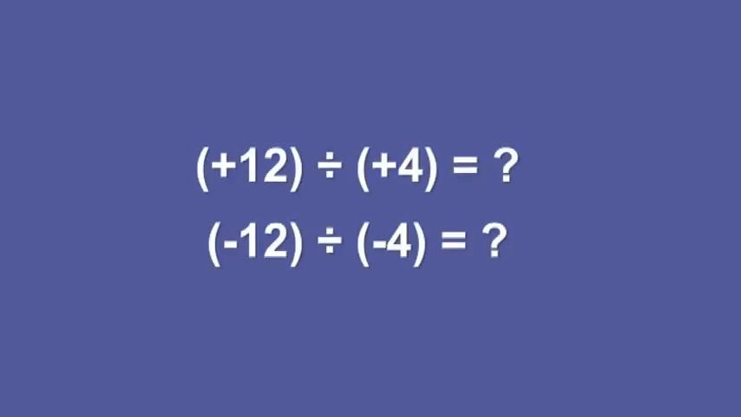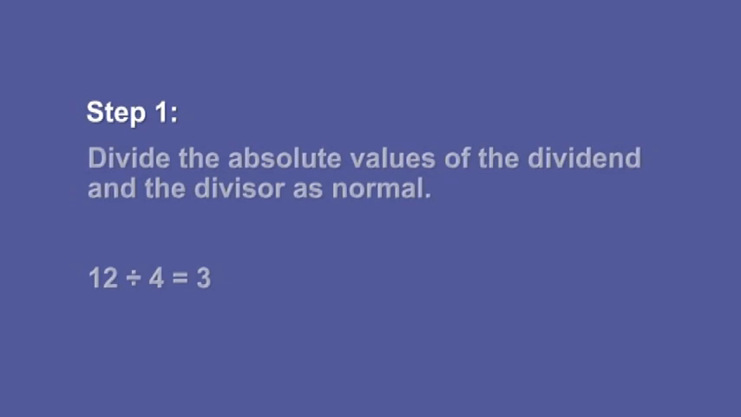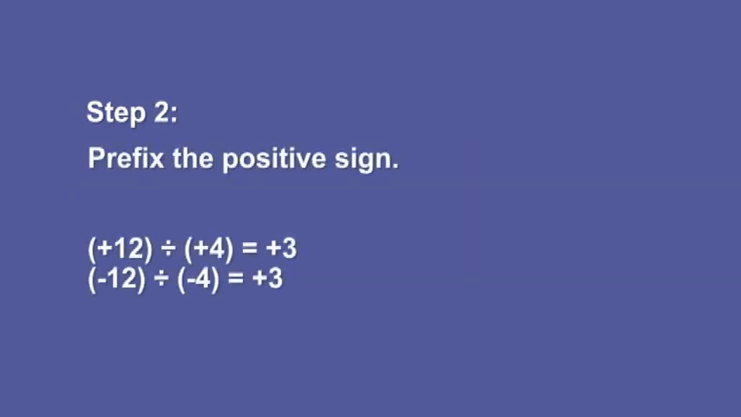Let's have another example. Positive 12 divided by positive 4 equals what? Negative 12 divided by negative 4 equals what? Solve this with me step by step. Step 1, divide the absolute values of both numbers as normal. 12 divided by 4 equals 3. Step 2, prefix the positive sign. Positive 12 divided by positive 4 equals positive 3. Negative 12 divided by negative 4 equals positive 3.